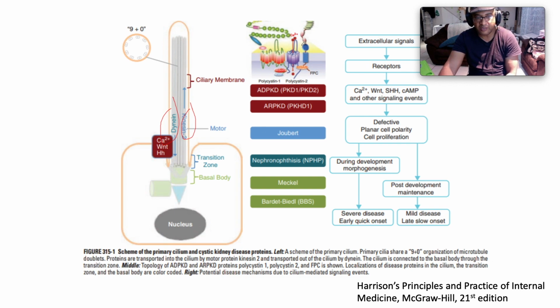So in the middle, we're talking about the topology of ADPKD. That's autosomal dominant polycystic kidney disease, talked about the PKD1 and PKD2 mutations, and autosomal recessive polycystic kidney disease, speaking of the PKHD1 mutation. Right, so these proteins, polycystin 1, polycystin 2, and FPC are shown.